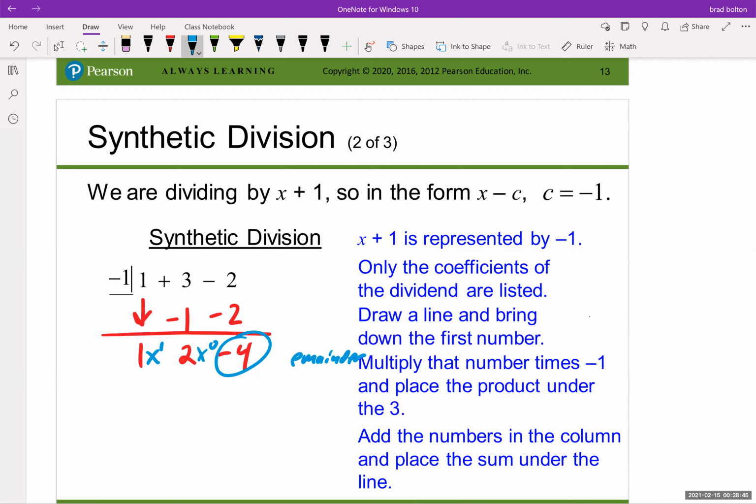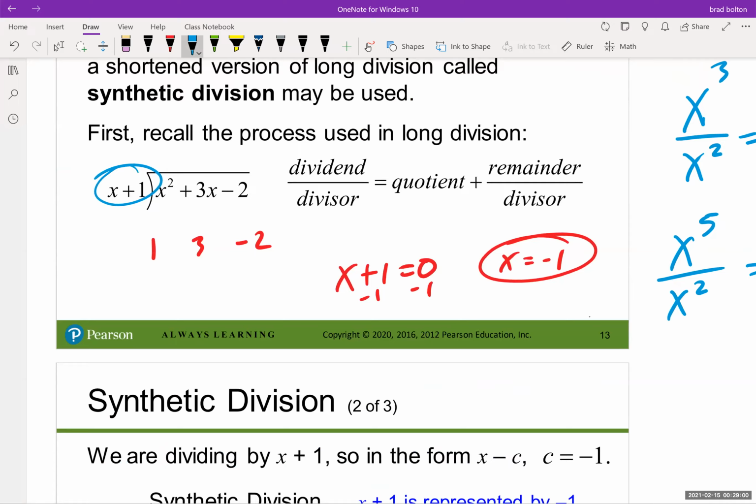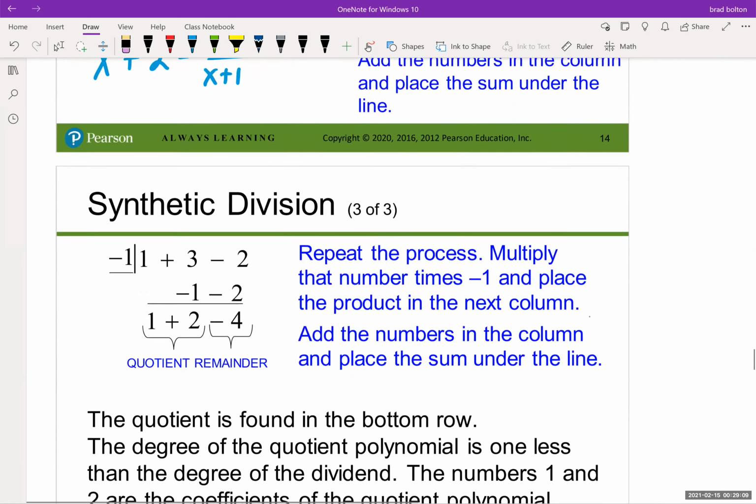So here's how we're going to write it: x plus 2, because x to the 0 is really 1, minus 4 over x plus 1. Just like here's the divisor, x plus 1, and here's my remainder, and I wrote it as -4 over x plus 1. Okay, we've got to practice this quite a bit. Let's look at another one.